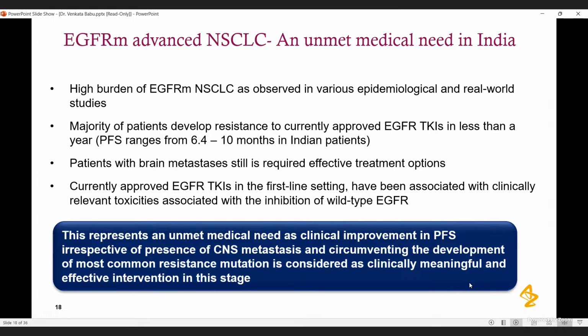So this has been an unmet medical need in India in advanced NSCLC with EGFR mutation. Then came the drug osimertinib, where the main challenge till now has been the higher cost. Although the company is providing a good patient assistance program, with 20 days of free treatment with 10 days of treatment, it is still an unmet medical need. Next slide, please.